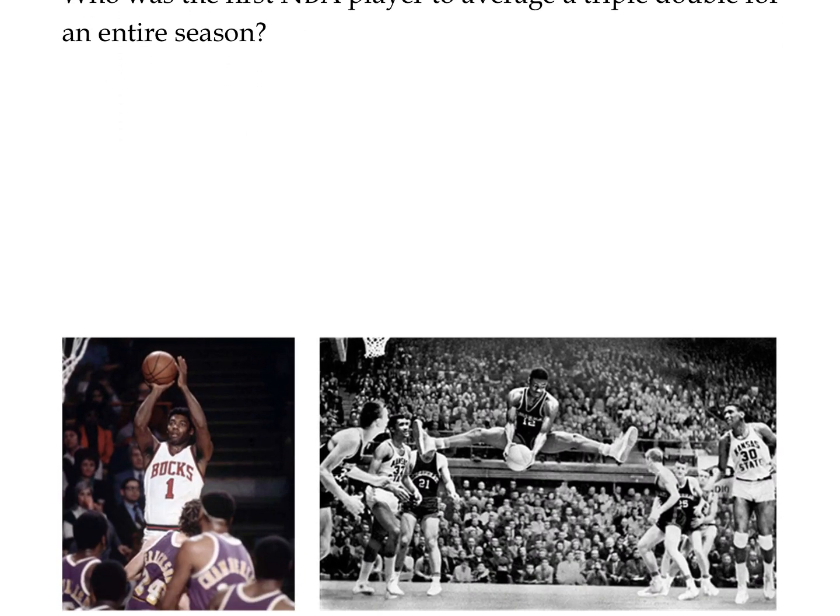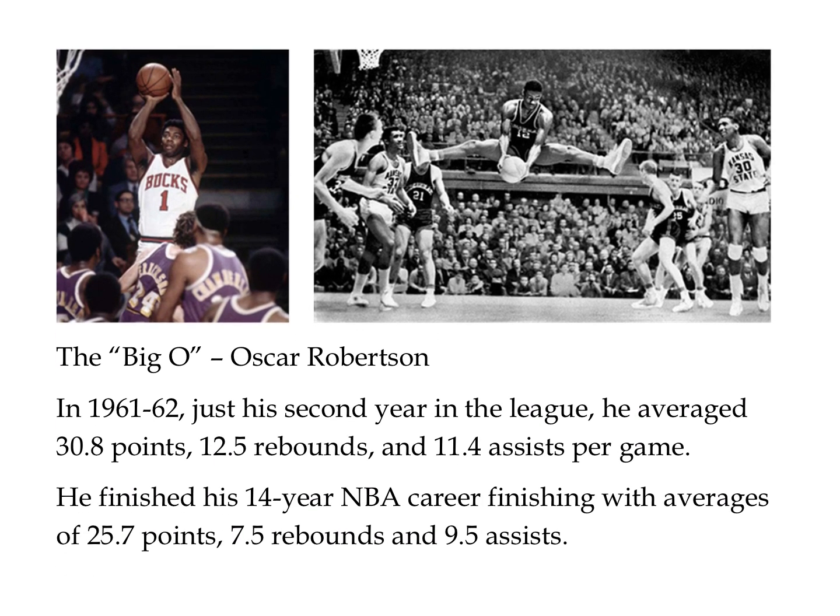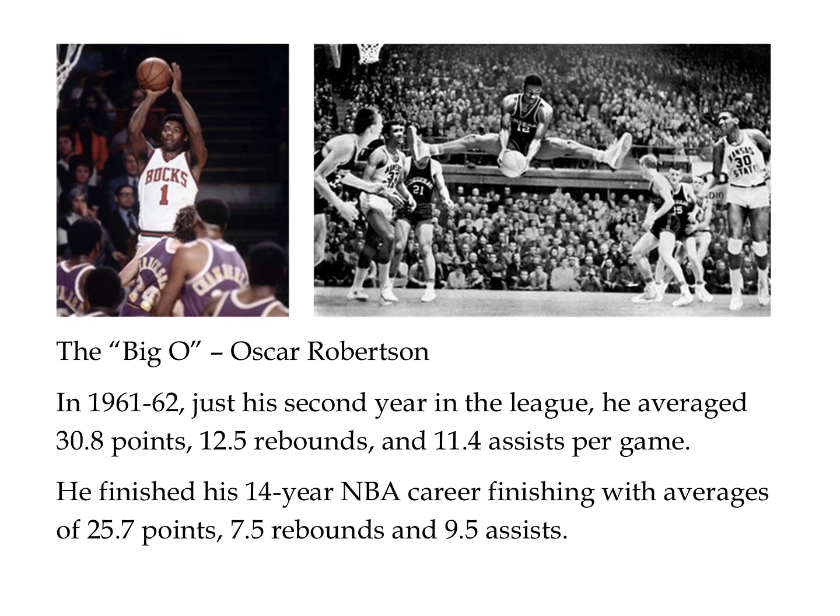The Big O was his nickname. Oscar Robertson. He played at the University of Cincinnati and then was drafted by Cincinnati in the NBA. And in just his second season in the league, 1961-62, you can see there his statistics. Over 30 points, 12 rebounds, and 11 assists per game, a triple-double for the season. He played for the Milwaukee Bucks for his last 4 seasons of his career after Cincinnati as well, so his 14-year career, pretty good averages there as well. The Big O, Oscar Robertson, the first NBA player to ever average a triple-double over an entire season.